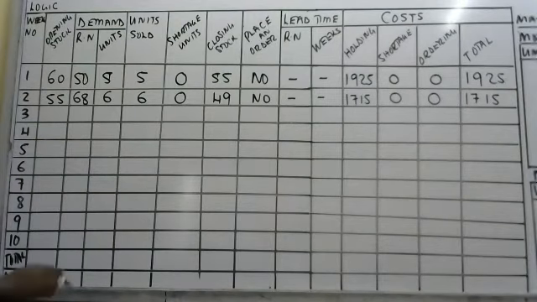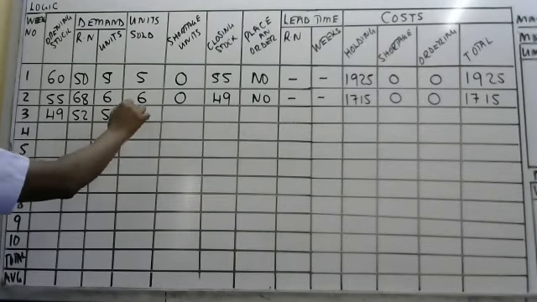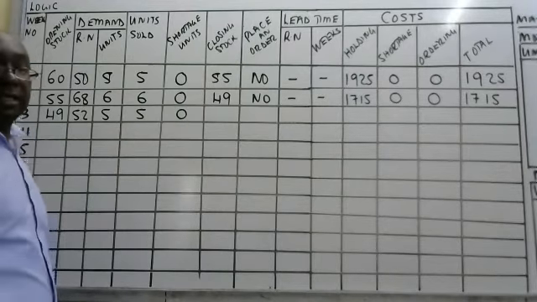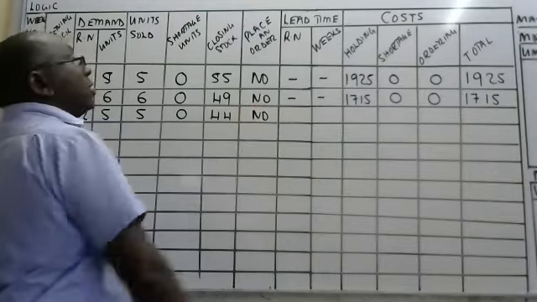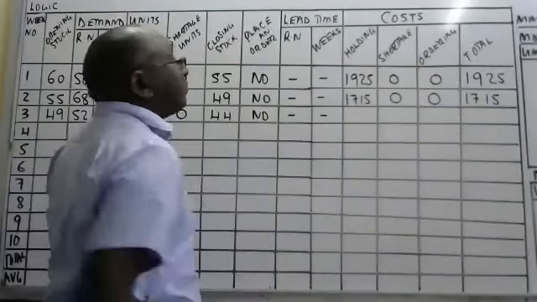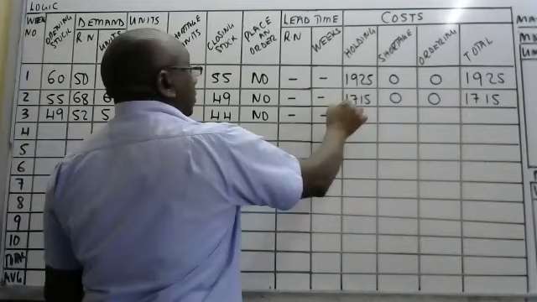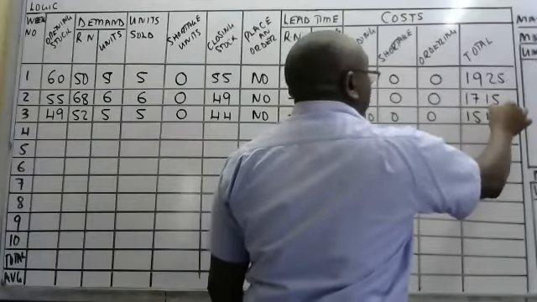Week 3, you open with the 49. Random number 52. That gives us how many units? 5. So how many do you sell? 5. Shortage units? 0. So the closing stock is 44. Do you place an order? No. So there is nothing in the lead time. Holding cost then comes to how much? 15, 40. So no shortage, no ordering, 15, 40.